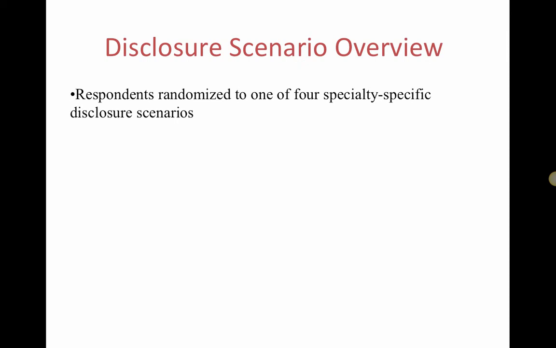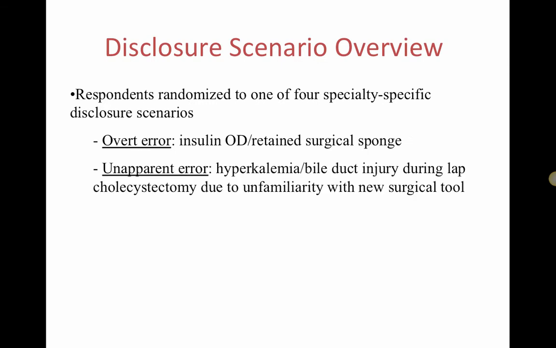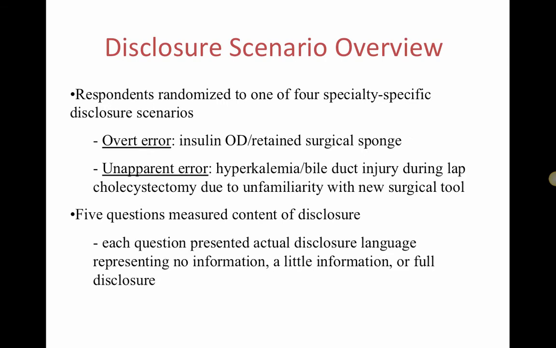Physicians were also asked to respond to several scenarios. Several of these regarded an overt error regarding an insulin overdose and a retained surgical sponge, and an unapparent error regarding hyperkalemia and bile duct injury during a lap cholecystectomy due to unfamiliarity with a new surgical tool. 5 questions measured the content of disclosure.